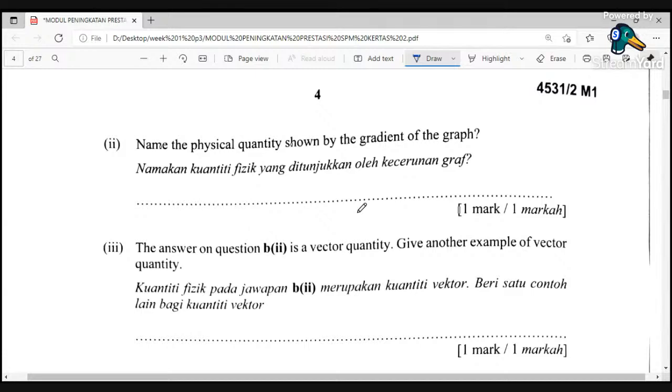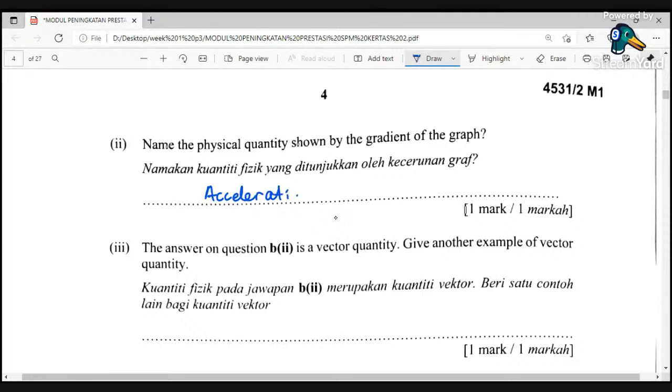Part 2, name the physical quantity shown by gradient of the graph. Okay, acceleration. Jangan tulis A sahaja. Memanglah A tu acceleration, tapi jangan tulis simbol. Simbol kena define. Okay, so tulis penuh acceleration.